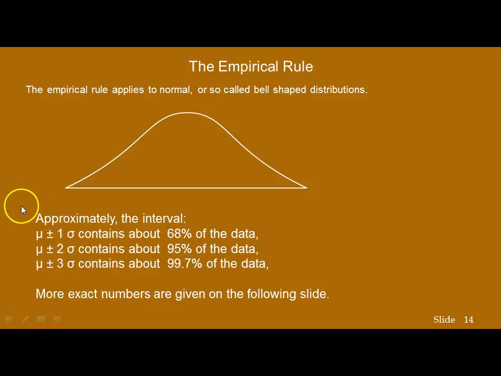I'm actually going to give you the exact values in a minute too, but we'll see later in the course where those come from. Consider the interval mu plus or minus 1 standard deviation. That contains about 68% of the data. Mu plus or minus 2 standard deviations contains about 95%, and mu plus or minus 3 standard deviations has almost all of it, 99.7%. If you want the exact numbers, I have them here on the next slide.